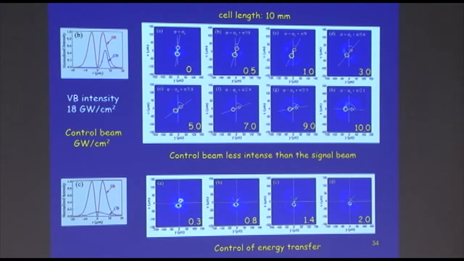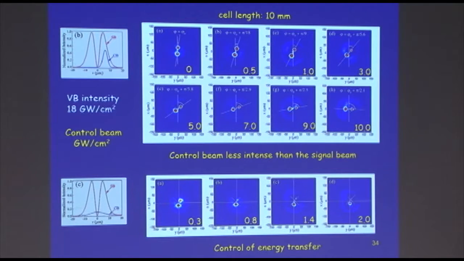What is interesting here is that this control beam has an intensity which is smaller than the vortex beam. I would not say this is a transistor, because for a transistor you normally require some amplification. But this is a control of a strong beam by a weaker beam. That's not usual. Normally you have the opposite.